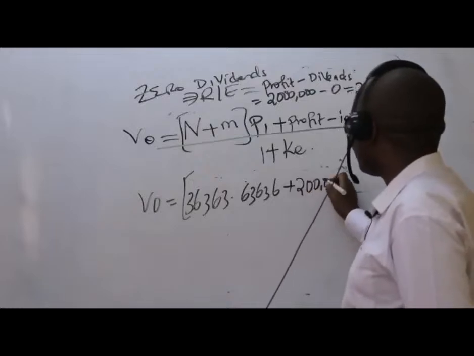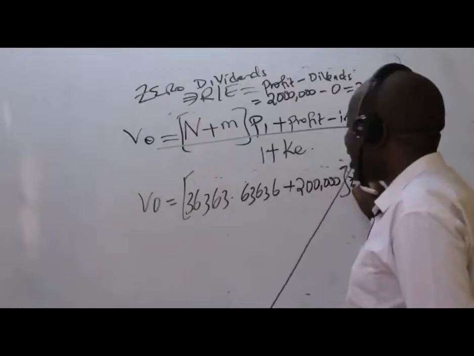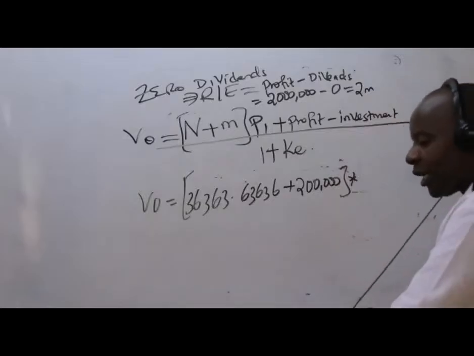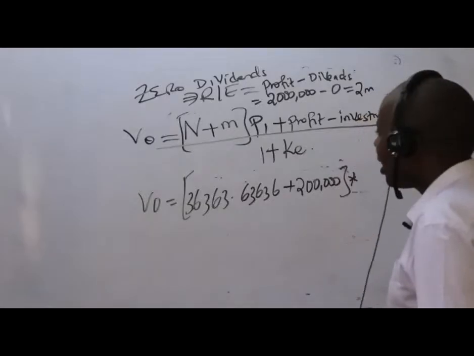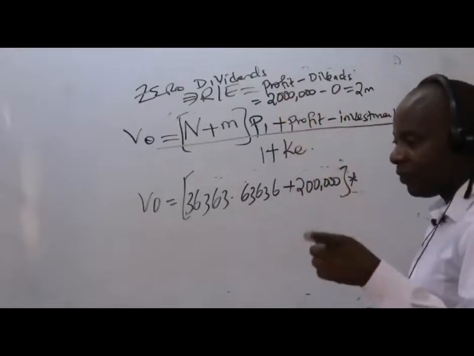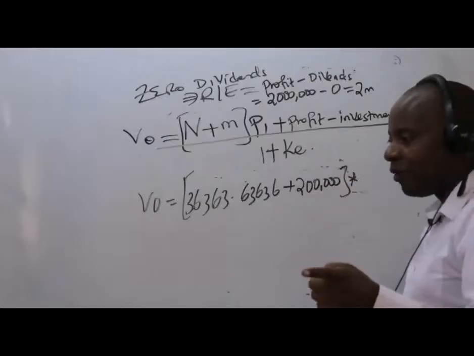So we have plus 200,000 multiplied by P1. Who is able to give me the P1 to use? The P1 that I shall be using here will be the P1 for zero dividends policy that you have just given me a few minutes ago. 55.